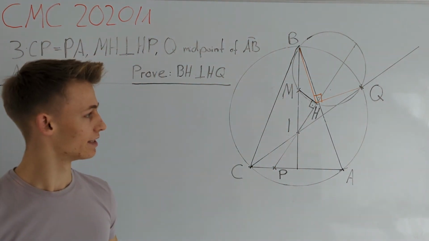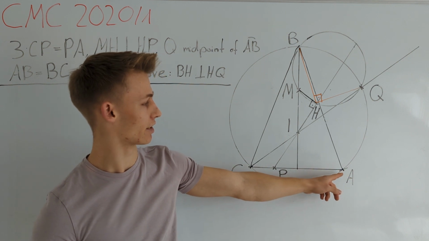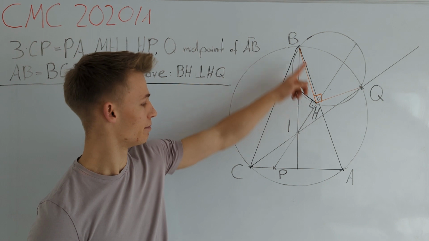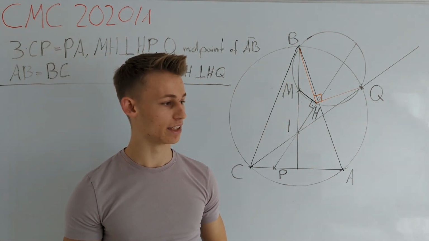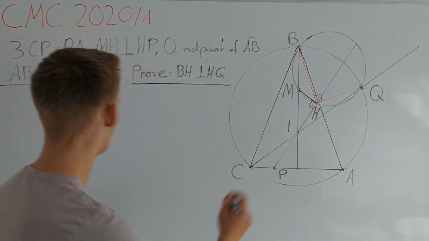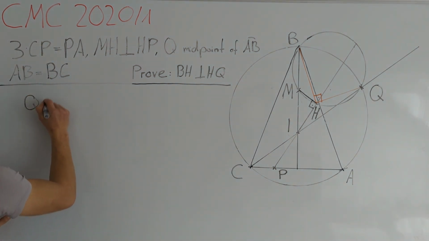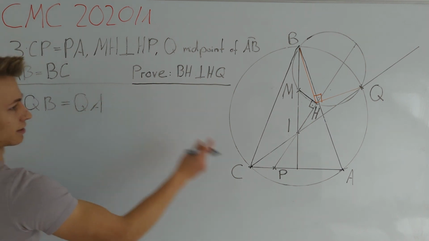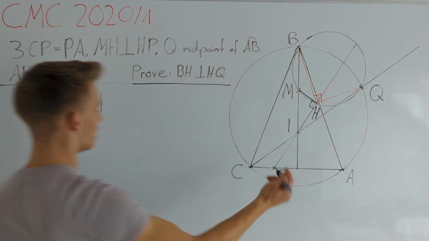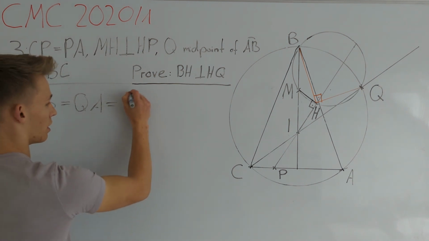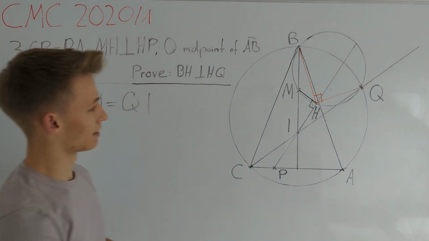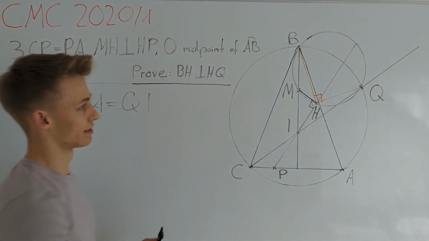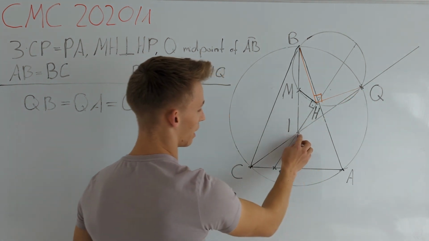We may notice that the midpoint Q of the arc AB is given, and also the in-center I of our triangle ABC. Therefore, we can use the in-center excenter lemma and get that QB, which is equal to QA, since Q is the midpoint of the arc AB, is also equal to QI. This means that the triangle BQI is isosceles, since BQ is equal to QI.